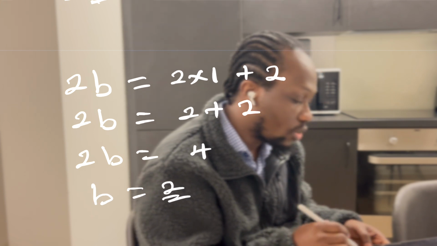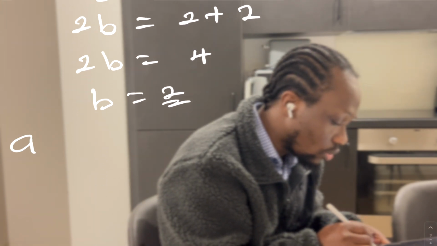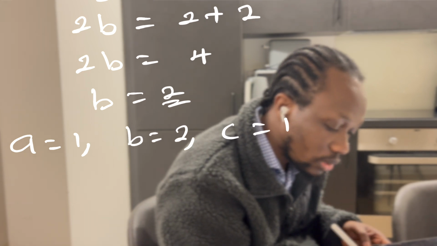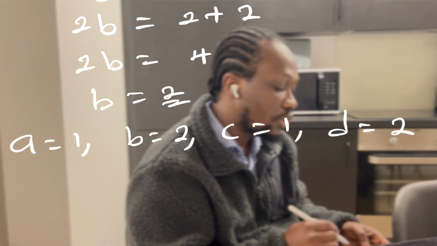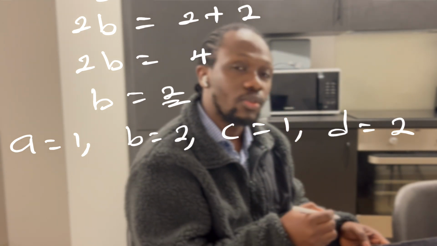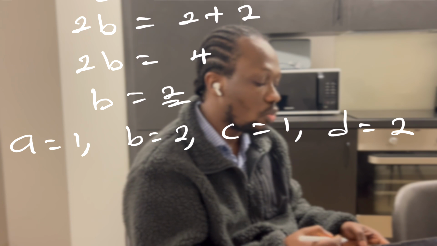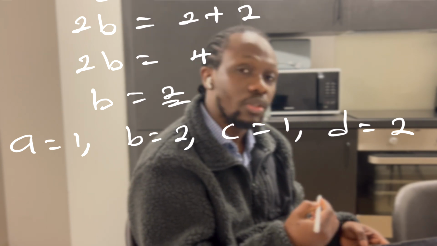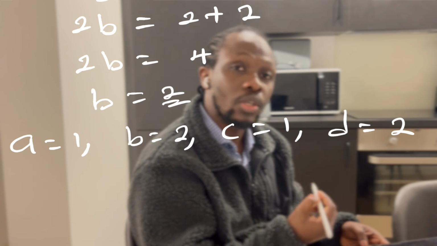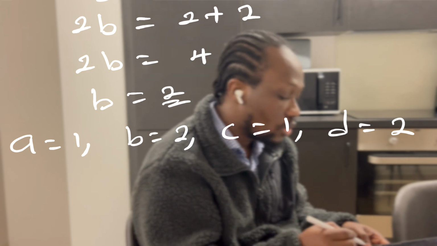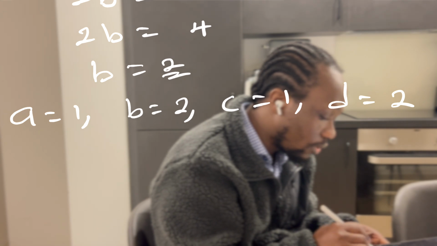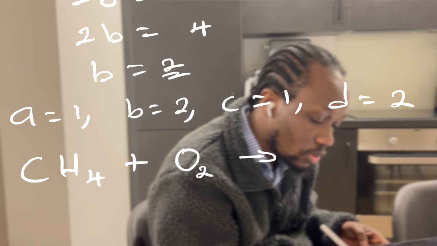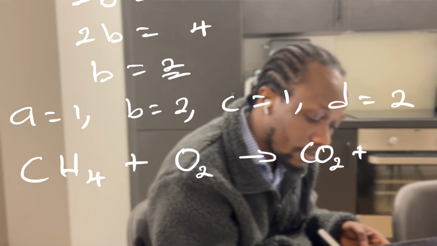So in this case, we now have that A is equal to 1, B is equal to 2, C is equal to 1, and D is equal to 2. Now, we have successfully obtained the values of A, B, C, and D. So all we just need to do is to replace the coefficients that we denoted with letters in the chemical equation with the corresponding values. So in this case, we have CH4 plus oxygen molecule, which gives us CO2 plus water.